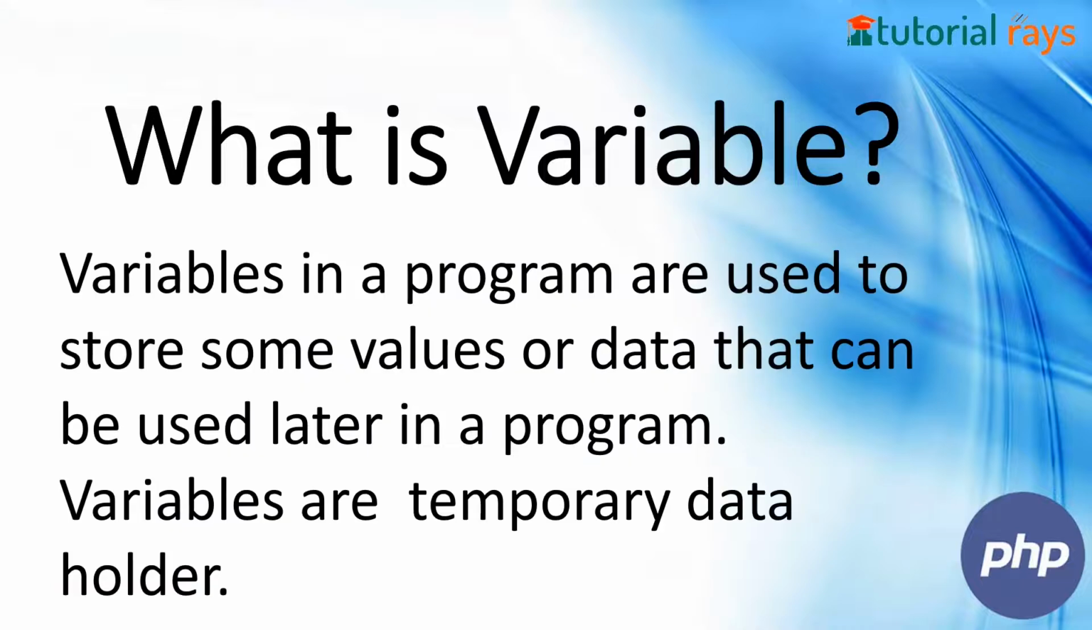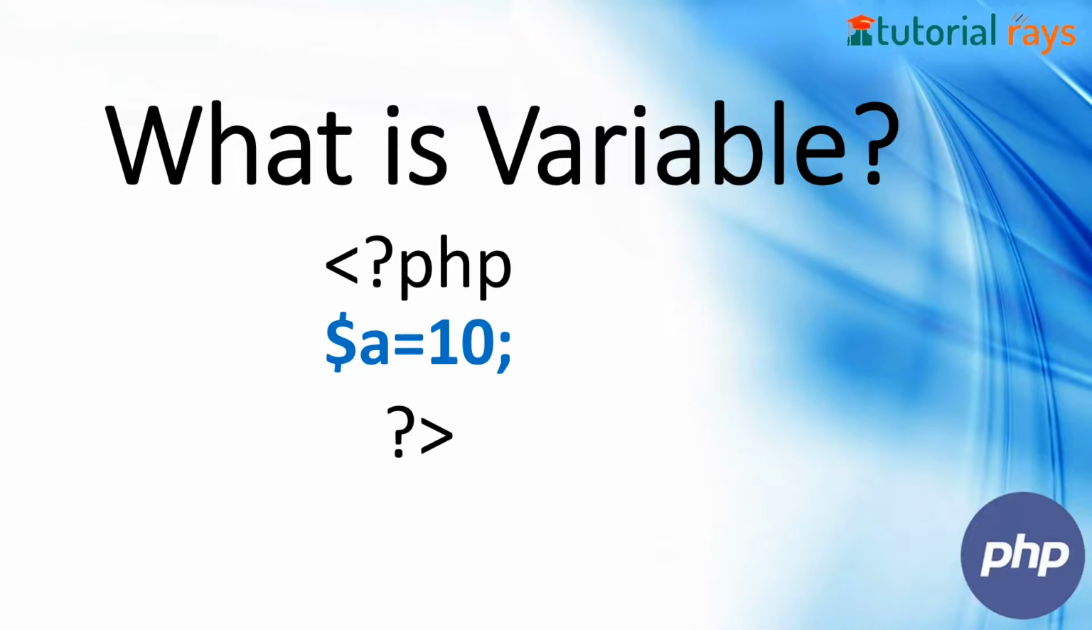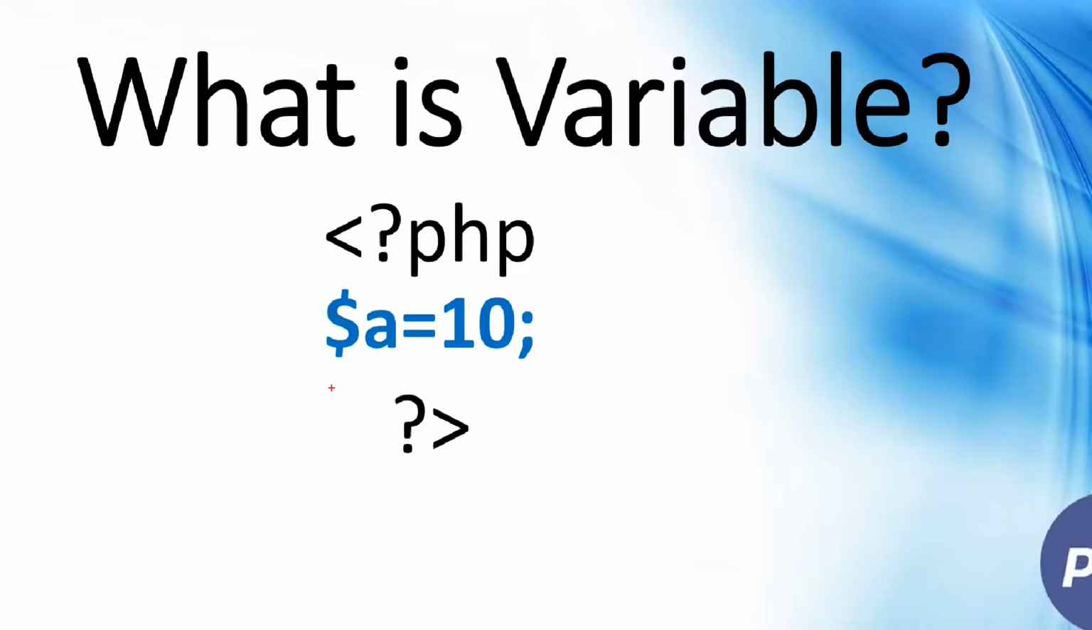So what is a variable? Variables in a program are used to store some values or data that can be used later in the program. Variables are temporary data holders. Whenever you declare a variable, the data is not stored permanently. For storing the data, we will further use MySQL or MongoDB or MS SQL or Oracle, etc. But for the time being, when you declare a variable, the data is stored temporarily.